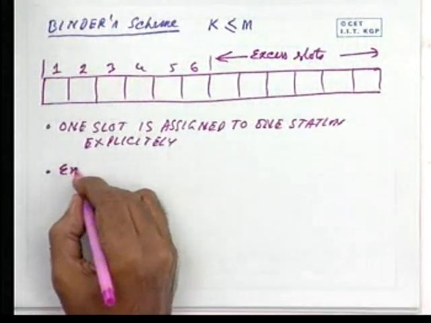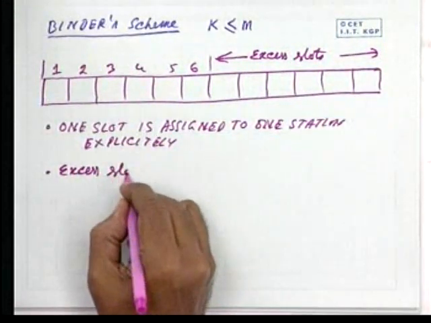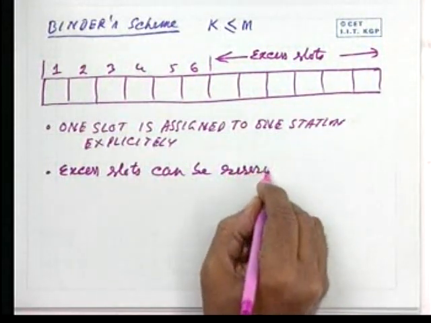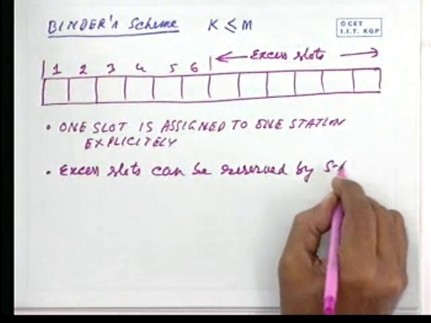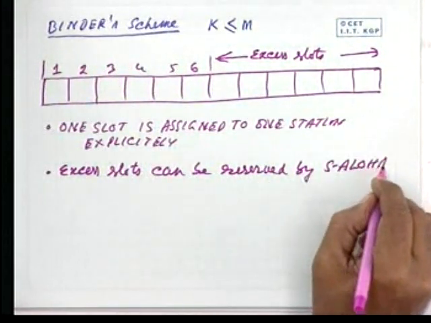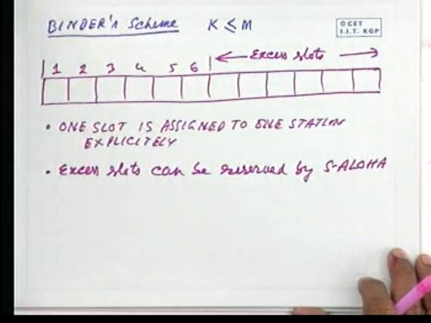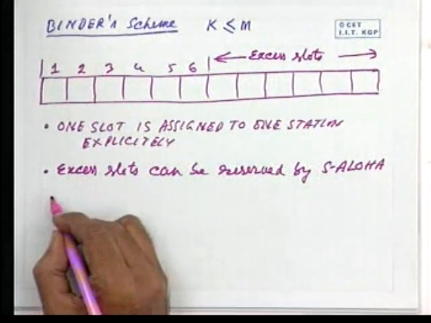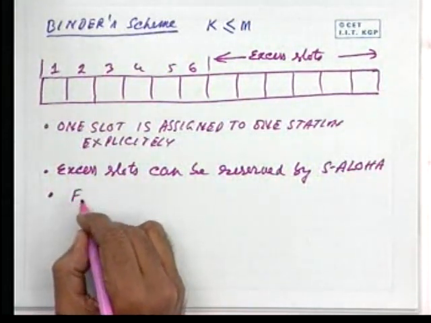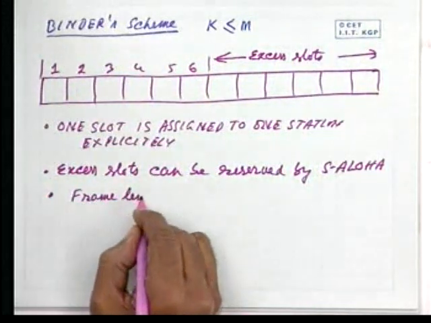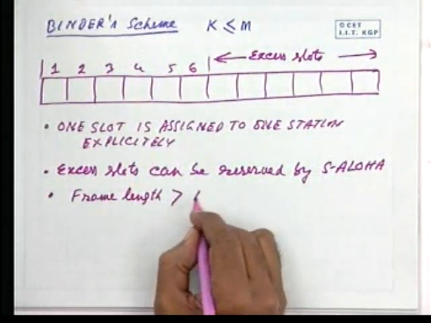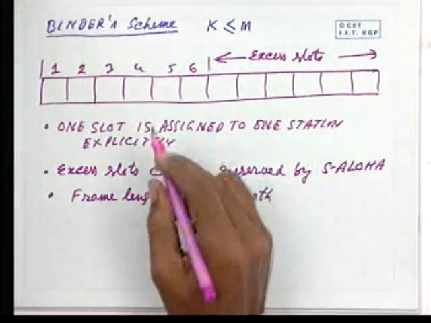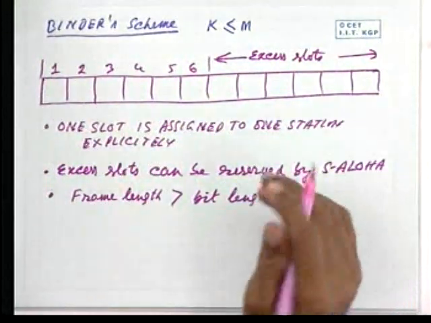So excess slots can be reserved by S aloha, slotted aloha scheme, which you have already discussed. Now here also it is necessary that frame length is greater than the bit length. For the same reason I have explained for the earlier scheme, the reservation aloha.